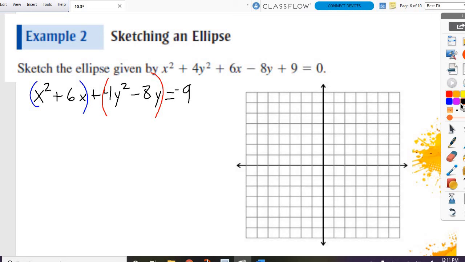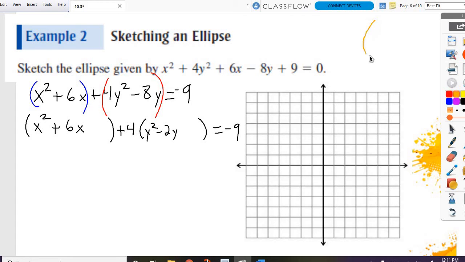So for our x, we're okay. For our y, we have a 4. So how do we get rid of the 4? We're going to factor it out. Which gives us y squared minus 2y. Now, remind me, how do I find my missing piece in order to complete the square?